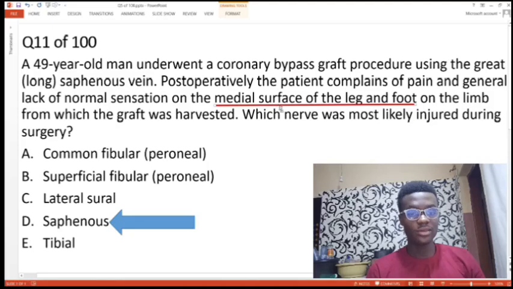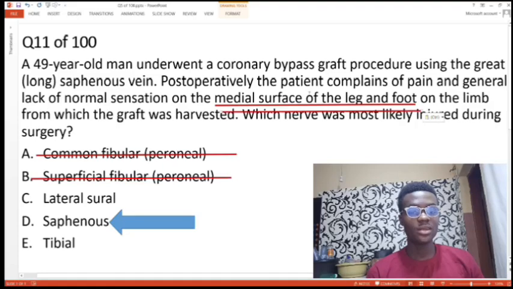The common fibular nerve is not the correct answer. Why is this? This is because the common fibular nerve bifurcates at the posterolateral part of the neck of the fibula into the deep fibular and the superficial fibular nerve. It runs laterally basically. The vein runs medially, common fibular runs laterally. They don't have any relation. Same with the superficial fibular nerve. The superficial fibular nerve also runs laterally, so it does not have any relation to the great saphenous vein.